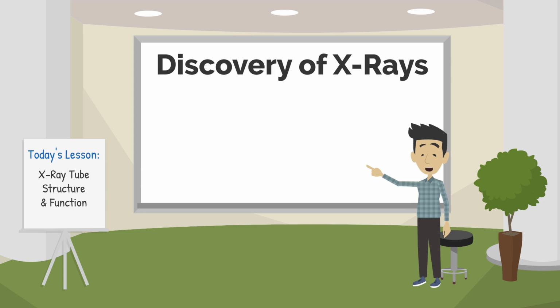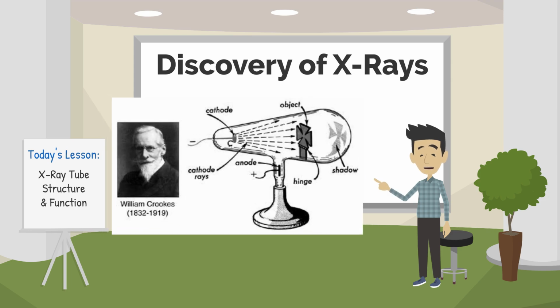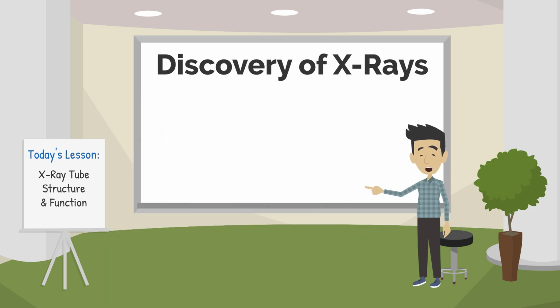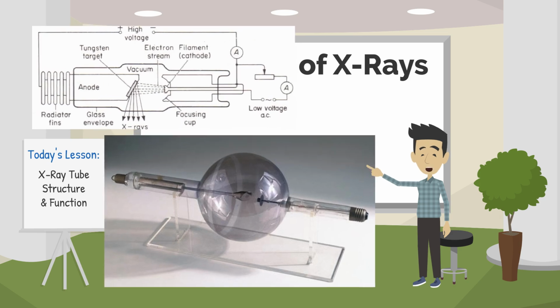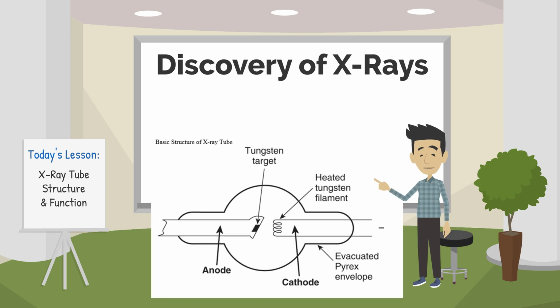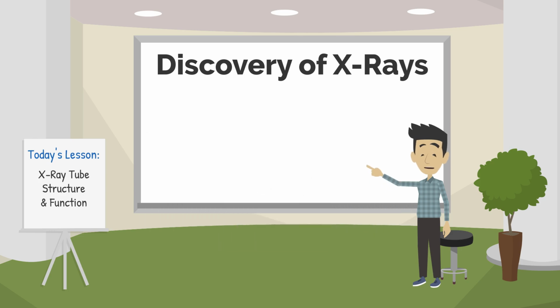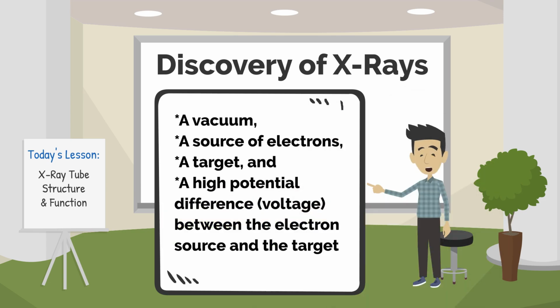In the late 1800s, William Röntgen discovered X-rays while working with a Crookes tube, a cathode ray tube that was the predecessor of modern X-ray tubes. In 1913, General Electric Company introduced the Coolidge tube, a hot cathode tube that was the prototype for modern X-ray tubes. Essential requirements for X-ray production include a vacuum, a source of electrons, a target, and a high potential difference between the electron source and the target.